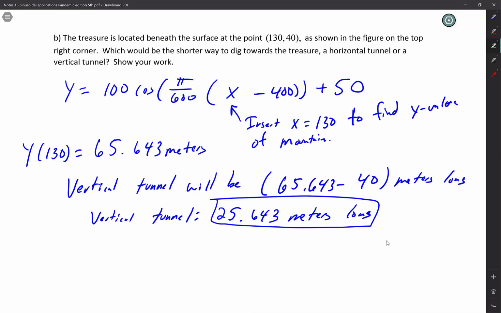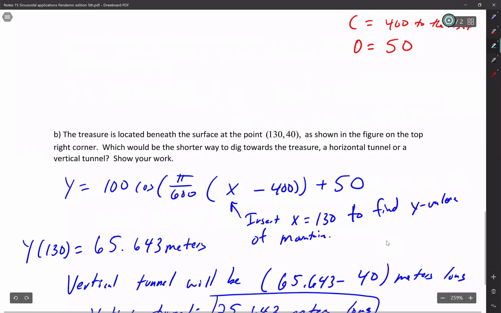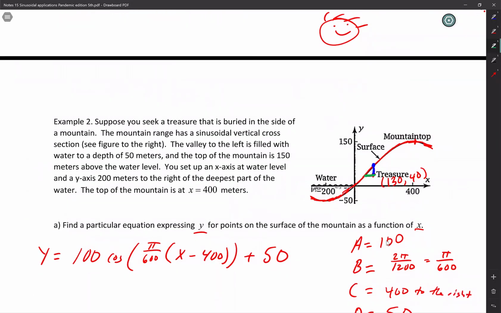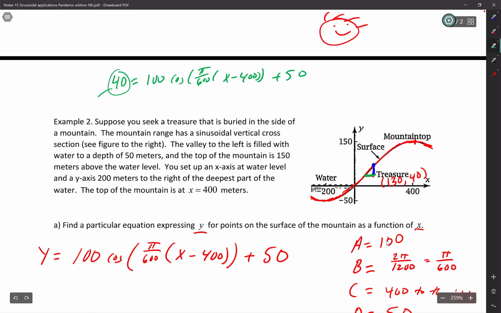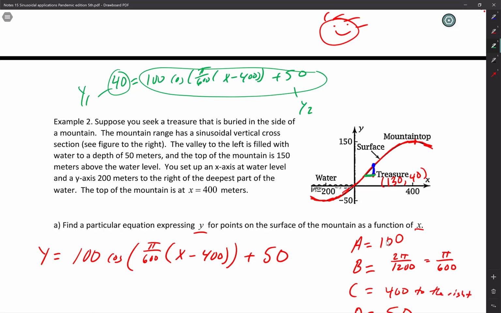Anyways, here we go. What did I want? I wanted the horizontal distance. All right, game plan. How do I find the horizontal distance? Well, remember when you were in Algebra 1 and Algebra 2, Miss Torres would always be like, 40 equals, because that's a y value, 40 equals 100 cosine(pi over 600 times (x minus 400)) plus 50. And Ms. Torres will probably tell you, put this in y1, put this in y2, or f of 1, f of 2 in your TI-Nspires, and find where they intersect.